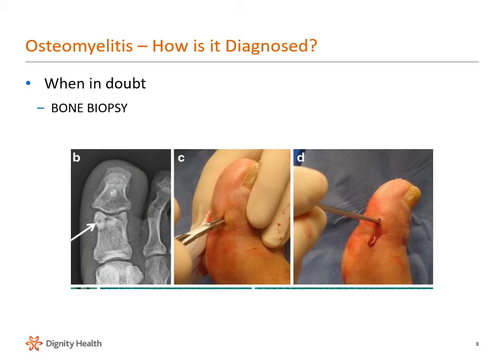How else is it diagnosed? Well, when in doubt, you get a bone biopsy. So if there's the MRI or the bone scan or the X-ray combined with the physical exam and the blood work, if the picture is not matching up and you're still wondering if the patient actually has osteomyelitis, then you can always get a biopsy and send it to the pathologist and rule it out or rule it in.